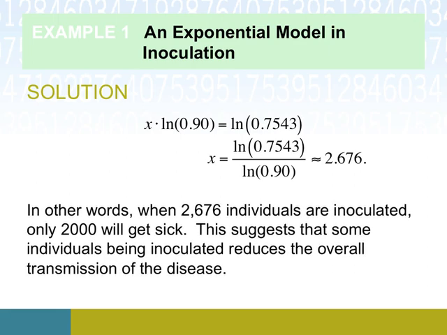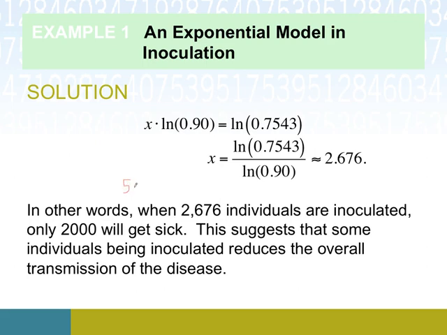So the claim, remember, x is how many people get inoculated. So this is saying if we inoculate 2,676 people, then only 2,000 folks will get sick. This last sentence is kind of interesting with respect to this model. It suggests that if we inoculate 2,600 people, then there's going to be an additional 300 and some that don't get sick. So remember, there are 5,000 people total.